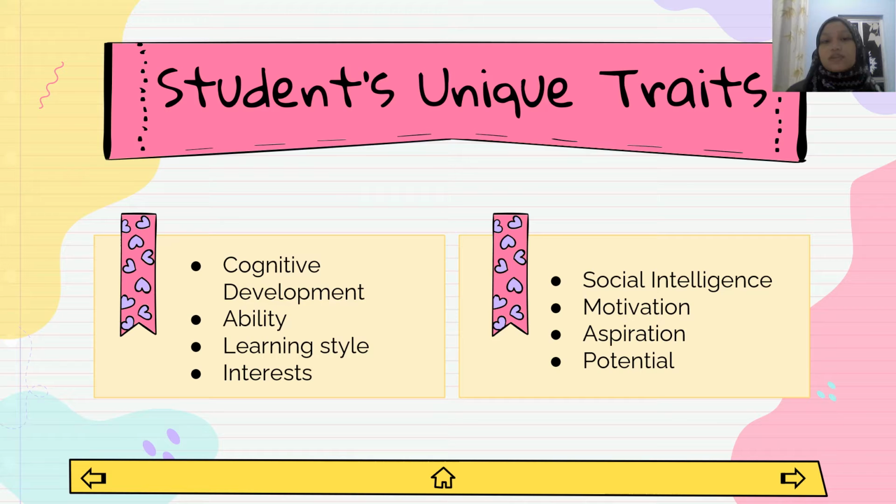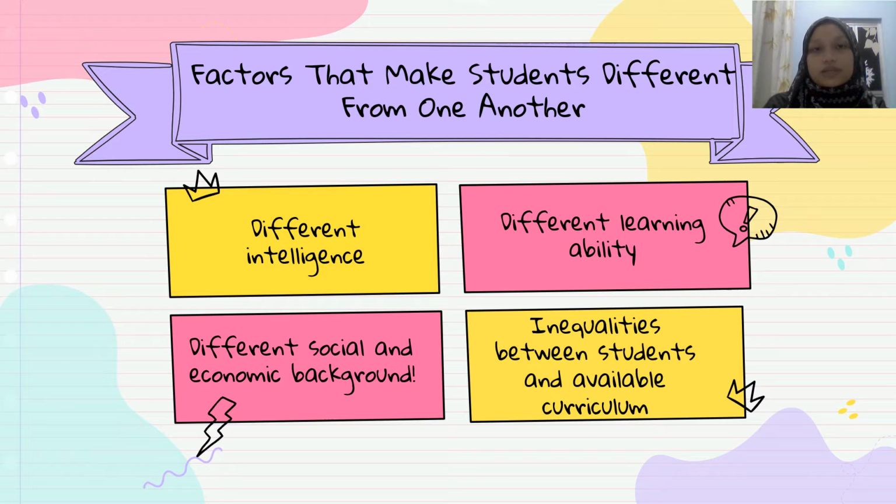And they also have different learning styles. For example, there are students who like it when they learn in a quiet and peaceful environment, while there are some students who find it hard to learn if the environment around them is too quiet. They also have different interests, different social intelligence, and different motivation, aspiration, and potential. So the question is, how can students differ from one another? These are some of the factors that make students different from one another.